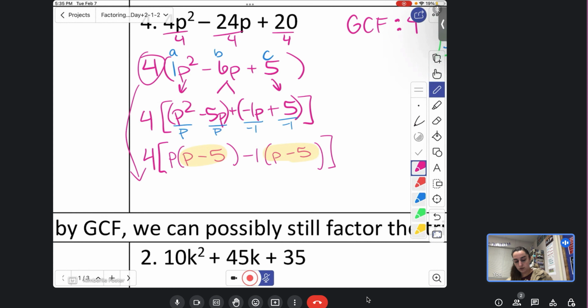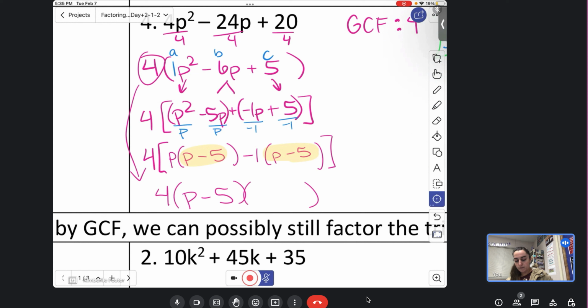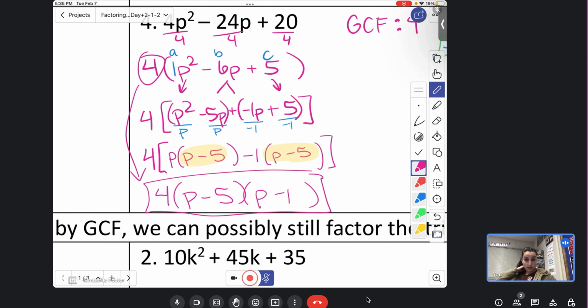So my answer is going to look like this. I have my 4 on the outside. I just brought that 4 all the way down. I have my matching p minus 5s. And then remember, this p and this negative 1 are what make up my final binomial. So p minus 1. Okay, so that is a review of what we learned on Tuesday.